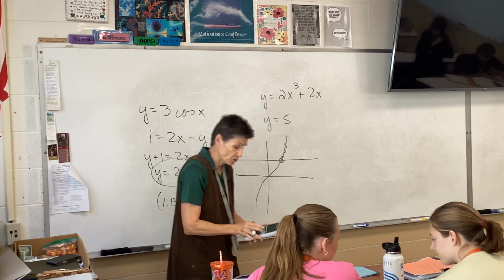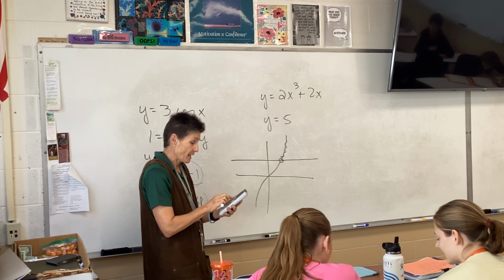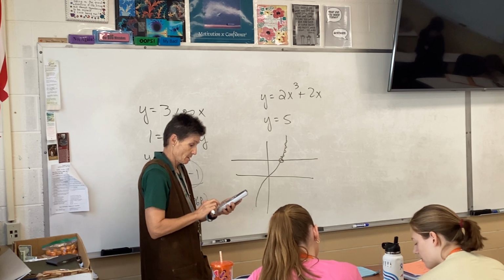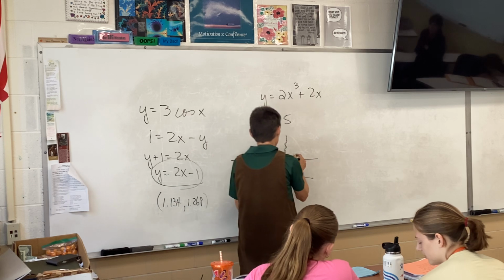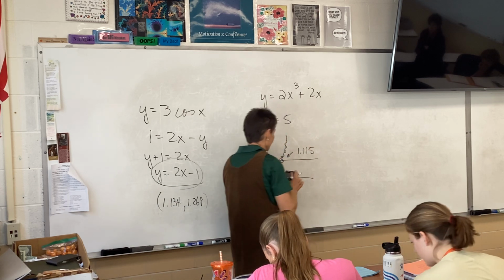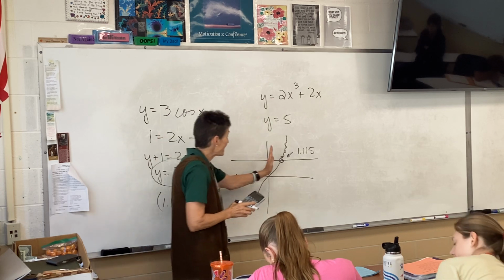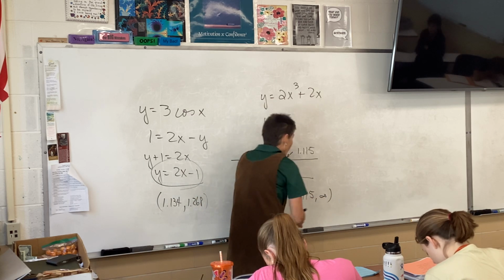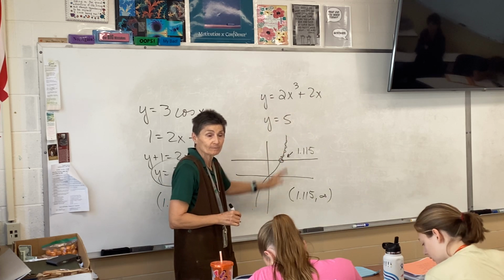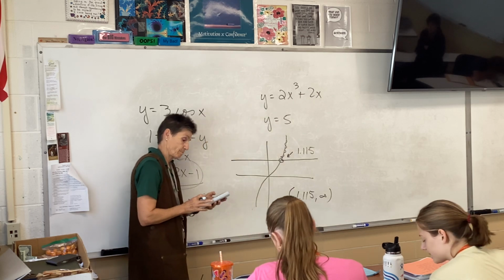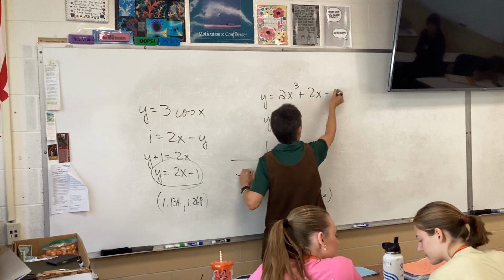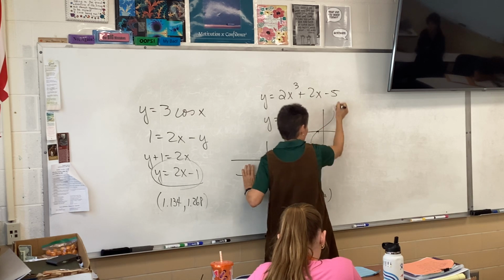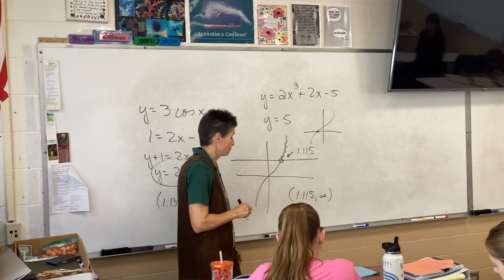So I need to find that point of intersection just like before, and then anything after that will be the answer. So they are equal at the point 1.115. That's where they are exactly equal. So any x value past that will produce a value bigger than 5, higher than 5. If you move that 5 over and graph just one equation on your calculator, then you would be looking for where it crosses the x-axis.